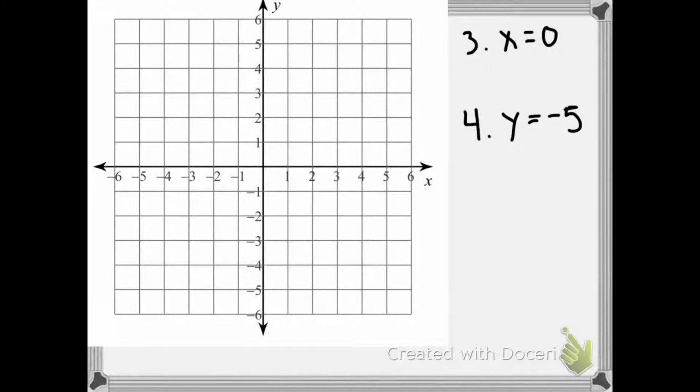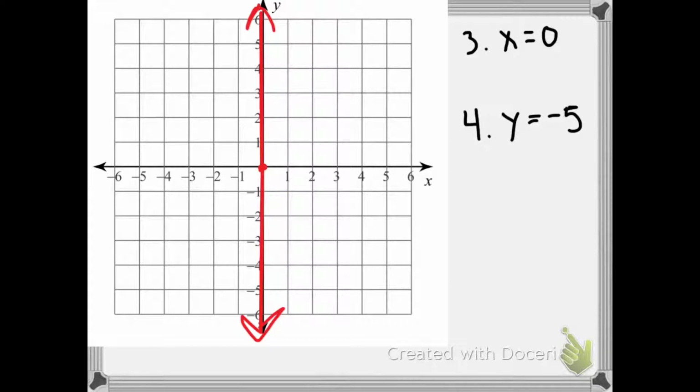So I'm actually going to do 2 problems on one graph. And for number 3, since it's an x equals equation, remember that the line's going to be vertical. So you have to plot a point at 0. And then since it's only vertical, all you have to do is just draw the line going up and down like that. And then remember to draw your arrow since the line goes on forever. And there you go.